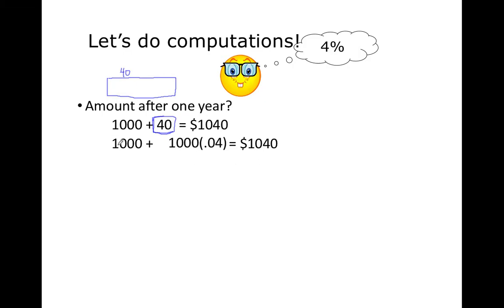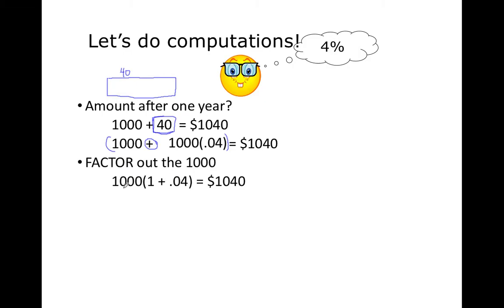Now I want you to, good F word, I want you to factor 1,000 out of this expression. So put the 1,000 out front, and 1,000 divided by 1,000 is 1, and 1,000 divided out of this product is just the 0.04. And I'm going to leave that as 1 plus 0.04. That is equal to 1,040, right?